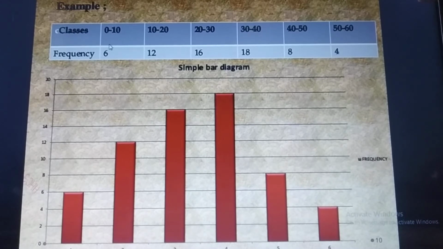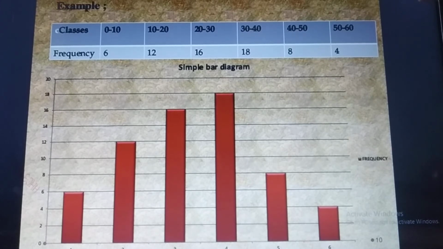Class interval and frequency are given. X axis class interval 0 to 10, 10 to 20, 20 to 30, 30 to 40, 40 to 50, 50 to 60. The frequency is marked on the Y axis: 2, 4, 6, 8, 10, 12, 14, 16, 18, 20.